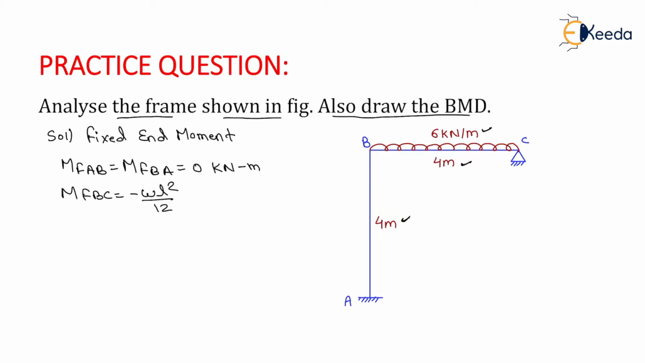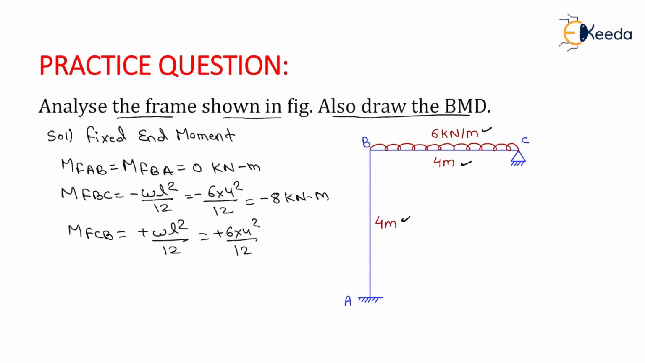Now the fixed end moment in BC will be equal to minus WL square by 12 because of uniformly distributed load. So it will be equal to minus 6 into 4 square by 12, and its value will be minus 8 kilonewton meter. Similarly, for span CB, the fixed end moment will be equal to plus WL square by 12, and after putting all the values, that is plus 6 into 4 square by 12, we will get this value as plus 8 kilonewton meter. Now we have computed all the fixed end moments.